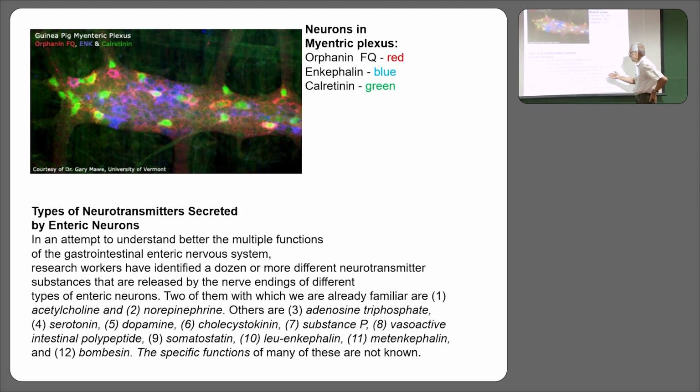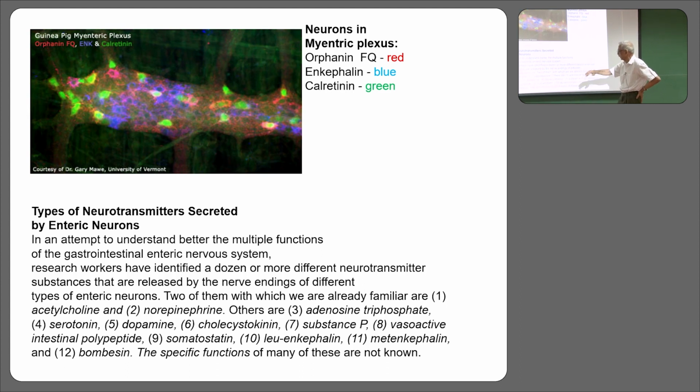Let us see, here is his catalog. Number 1 acetylcholine, number 2 what? Norepinephrine, number 3 what? We have done this, adrenoceptor, they are very familiar. What is the 4th one? 5th one? 6th one, cholecystokinin, 7th one substance P, what is the 8th?